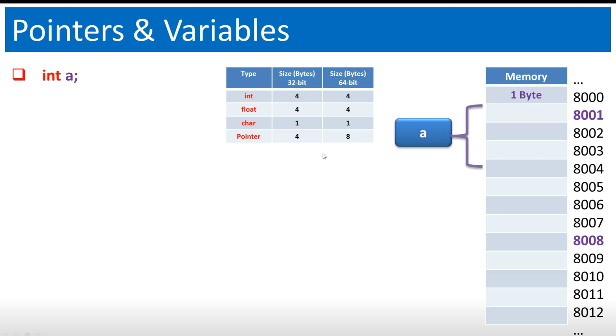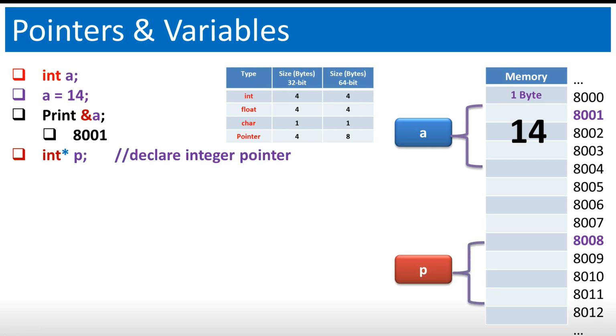An integer A is going to take up 4 bytes, for example, from 8001 to 8004. If we assign 14 to it, it's just going to hold the value here in this memory. Again, remember that this is in binary format, not in decimal. Decimal is just for us to understand. If we say print the address of A, you're going to get back the location of A in memory, which is 8001.